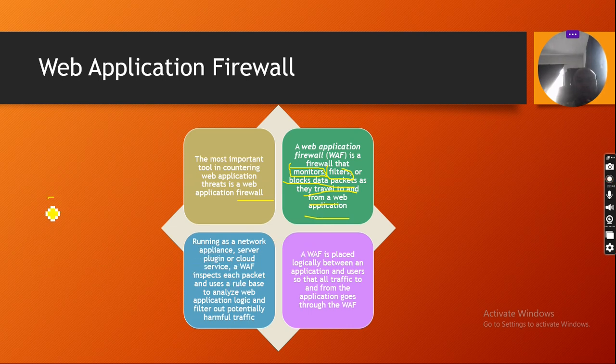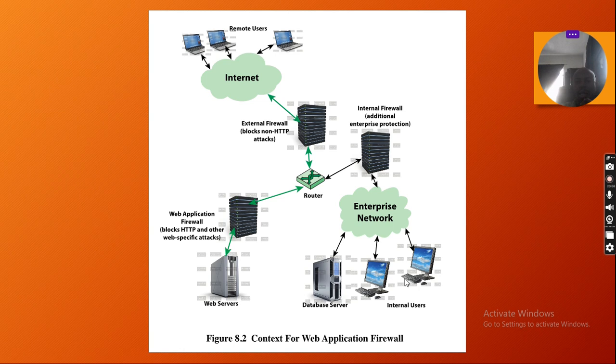So it will filter potentially harmful traffic. Some traffic is just unnecessarily harmful. It is malicious, from your adversaries. They are there to eavesdrop, spy, or steal your data, or even alter your data, or change your data configuration. A WAF is placed logically between the application and the user so that it will be able to filter unwanted traffic.